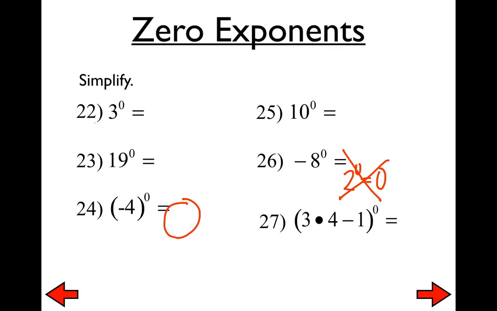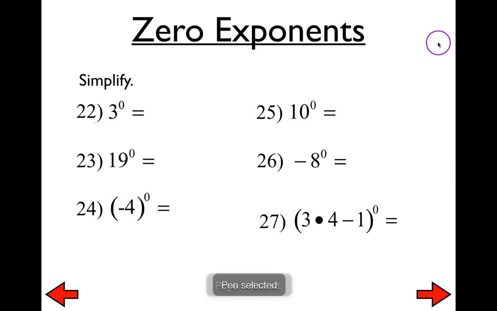So now let's try some here. 3 to the 0 power. Any number raised to zero power is 1, so that would be 1. 19 to the zero power, again, any number raised to zero power is 1. Here, negative 4 raised to the zero power. Well, my base is a negative number, but it doesn't matter. Raised to the zero power, it's still going to be 1. For number 25, 10 to the zero power is just 1.